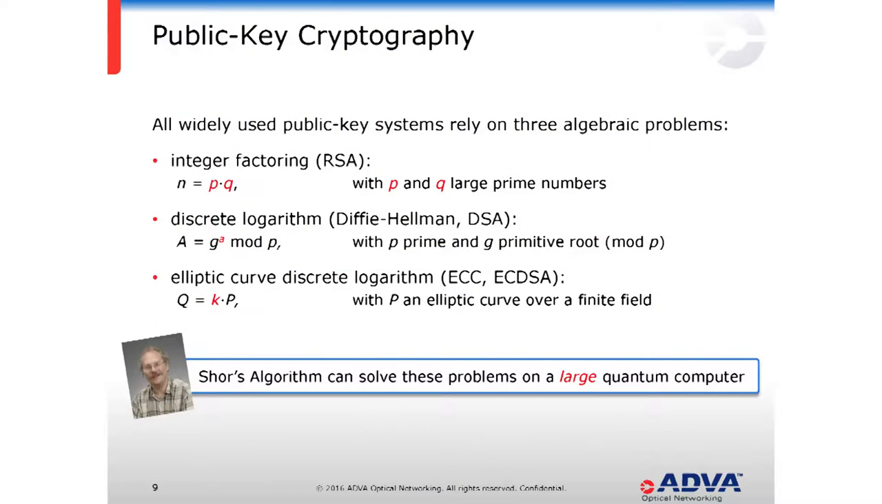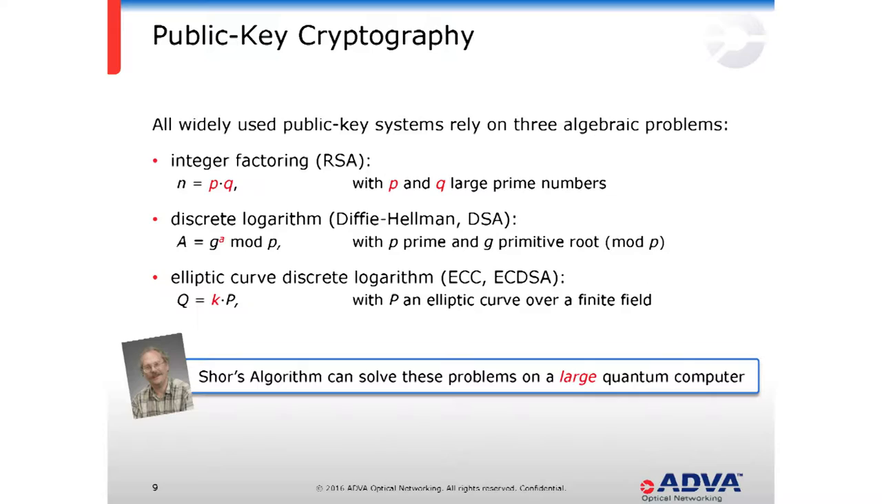Now the quantum threat, is it real? Widely used public key systems basically rely on three algebraic problems. The first one is integer factoring, that's what RSA is based on. Then discrete logarithm, for example, as the basis of the Diffie-Hellman algorithm, and elliptic curve discrete logarithm for elliptic curve cryptography. And basically all of these problems can be solved by a large quantum computer. The guy who discovered that on a theoretical basis is Mr. Shor here on the left, very friendly looking guy.